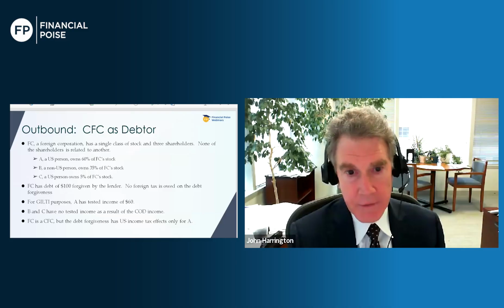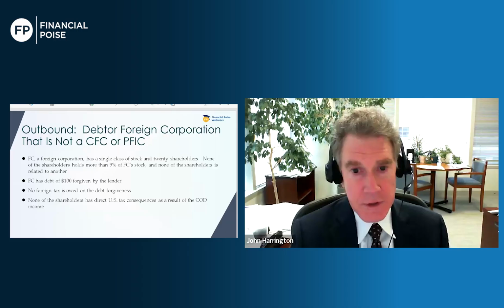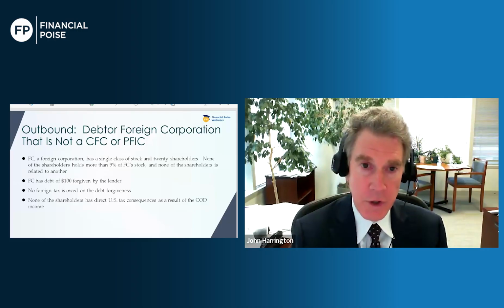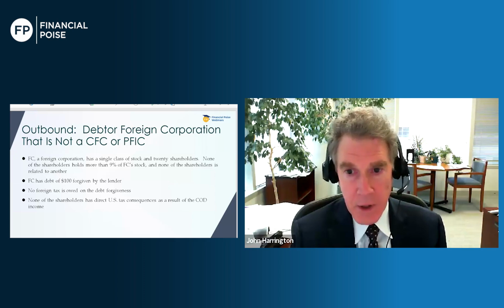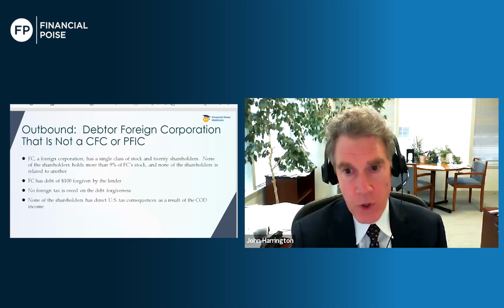if not, we'll go to FC's cousin here. So this is a foreign corporation, but in this case, the ownership's different. It's not concentrated in three owners. It's got multiple owners. All the owners are unrelated, so we don't get into the constructive ownership rules in terms of counting amounts of ownership. And everyone owns less than 10%. So we have no United States shareholders for this test. So FC is not a controlled foreign corporation.